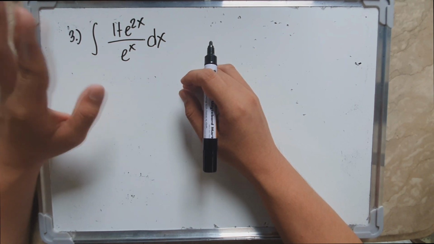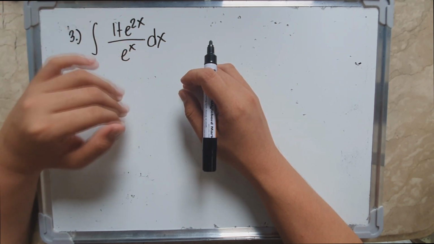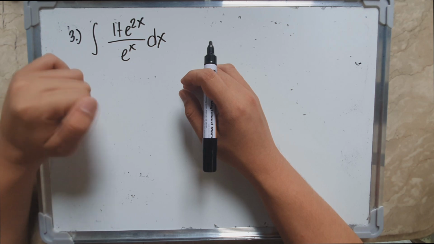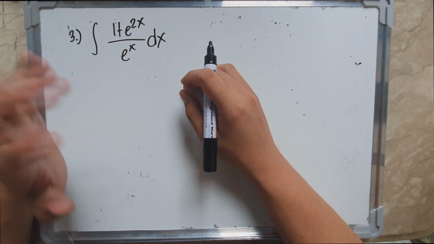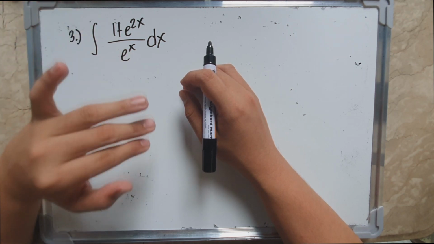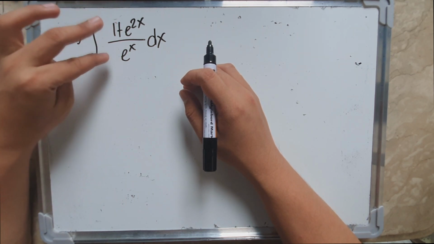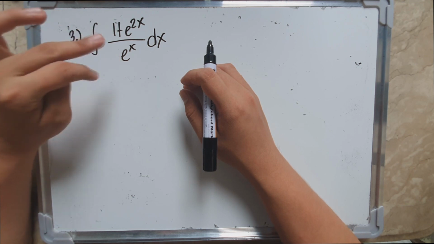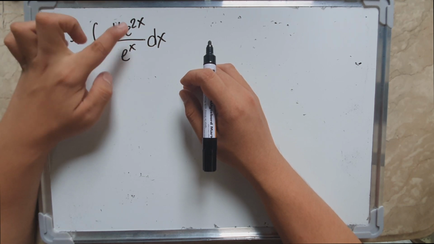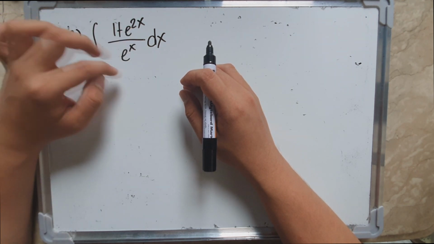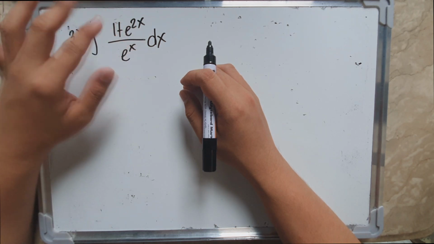Why? Because in the previous examples, the value of the u is very obvious. We only need to derive that one in order for us to evaluate. But this time, we have two different values of e and two different exponents. We have x and 2x. So we will do algebra for this one first.